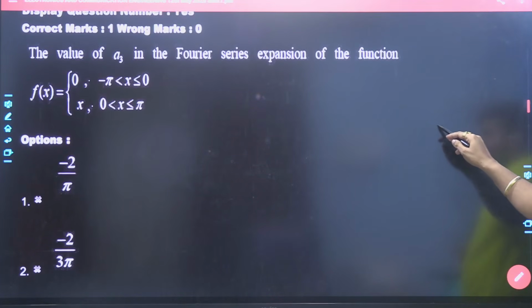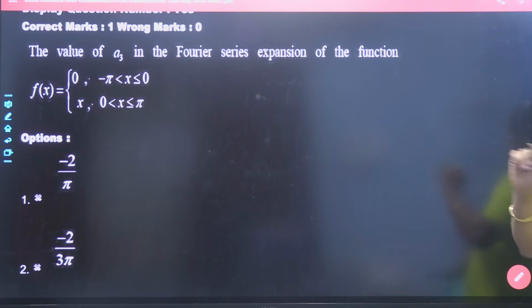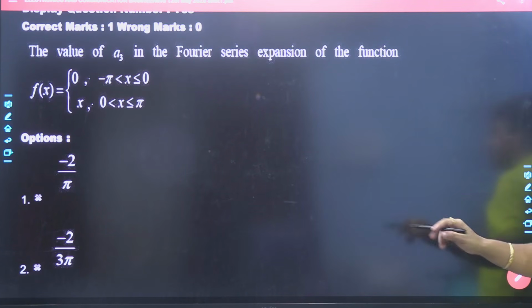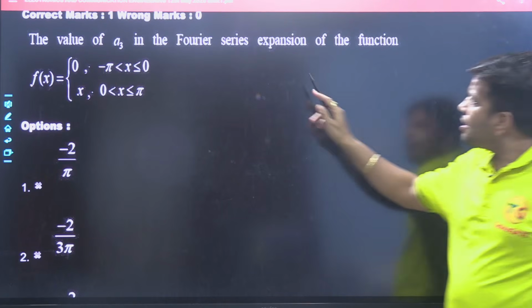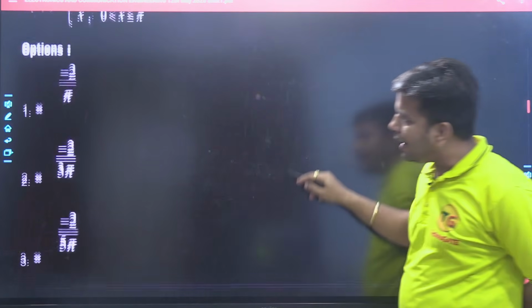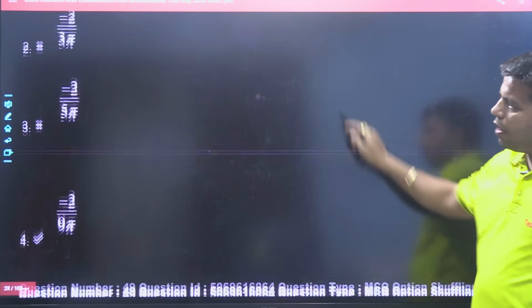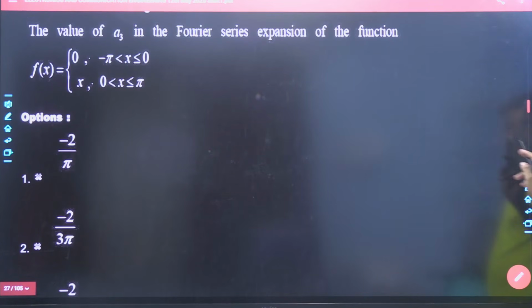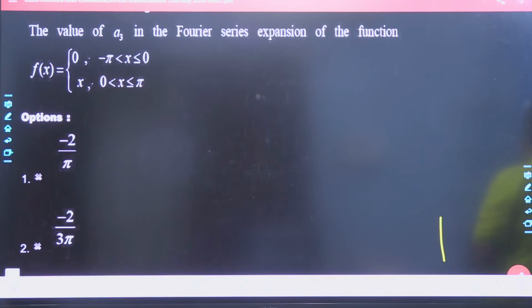Question number 48. You need to find out, there is a Fourier series expansion function fx given to you. You need to find out the value of a3. There are 4 options. You need to find what would be the correct answer for the coefficient a3.